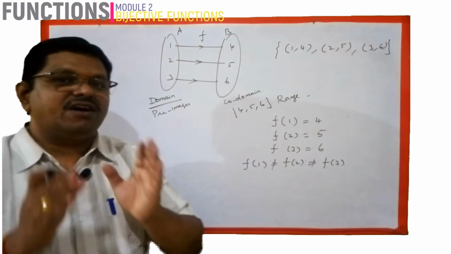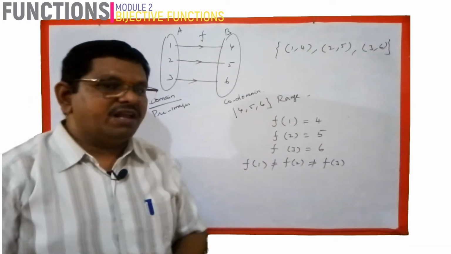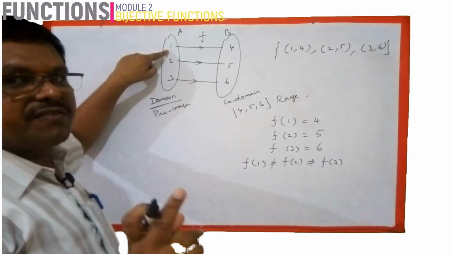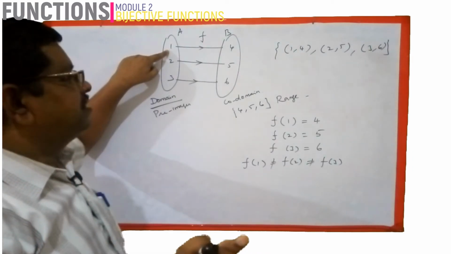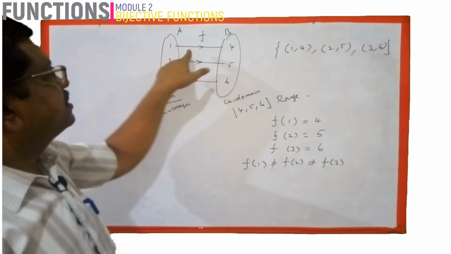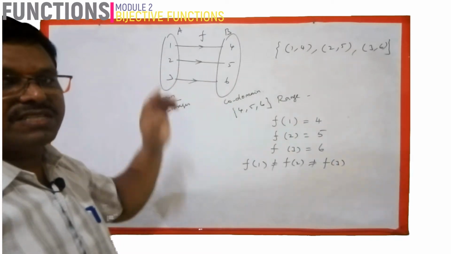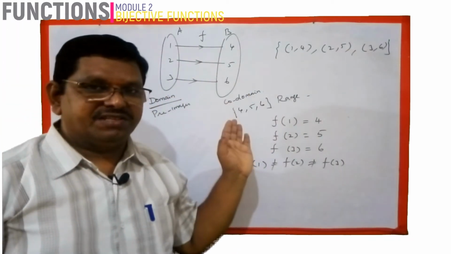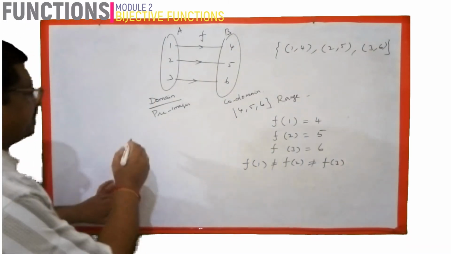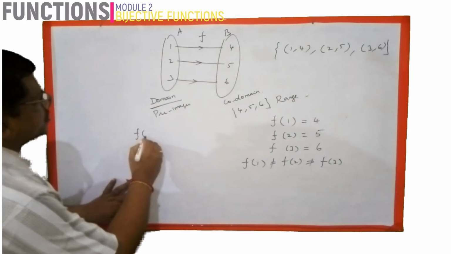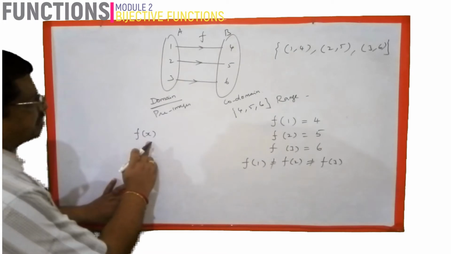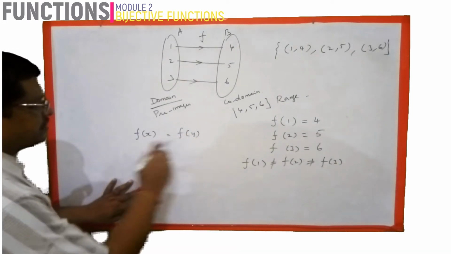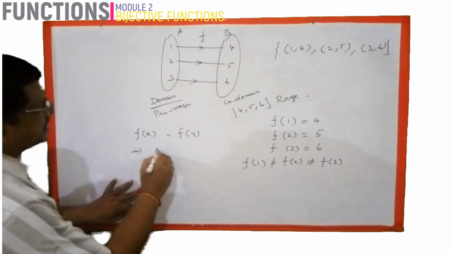A function is called a 1-1 function only if one pre-image has only one image, and distinct elements have different images. So we get one condition. Suppose f of x, that means the image of x, and the image of y are equal, then what can we say?